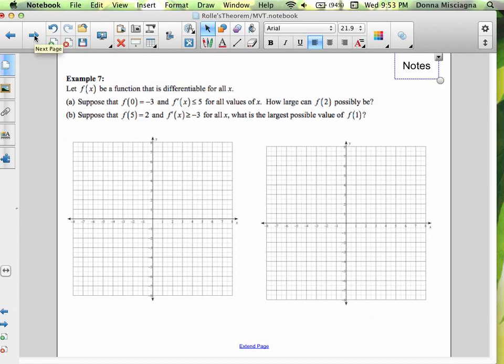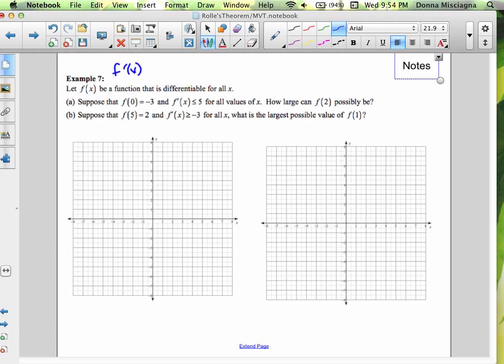Let f of x be a function that's differentiable for all x. Suppose f of 0 equals negative 3, and f prime of x is less than or equal to 5 for all values of x. How large can f of 2 possibly be? So I'm going to solve this out algebraically, and then we'll add a little graphically just to demonstrate. Right, so remember that, and this is for both of these problems, A and B, f prime of x is the slope of the tangent line.